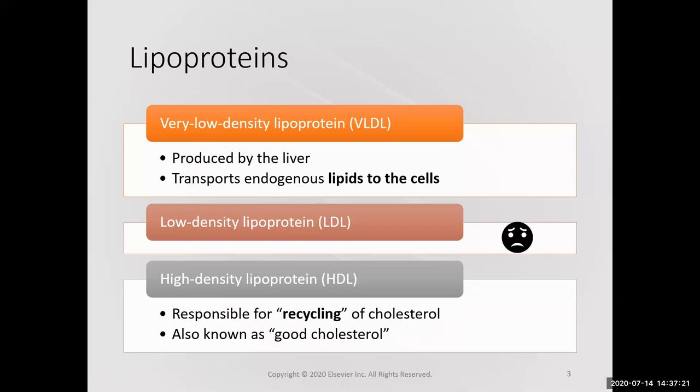So the LDL, we like to remember that as the lousy lipoprotein or the lousy cholesterol. You don't want a lot of low density lipoprotein, and I'll show you what happens with low density lipoprotein in a picture. High density lipoprotein is the lipoprotein that actually takes the cholesterol and recycles it. It keeps using it. It's known as the good cholesterol. So we want something that keeps reusing.